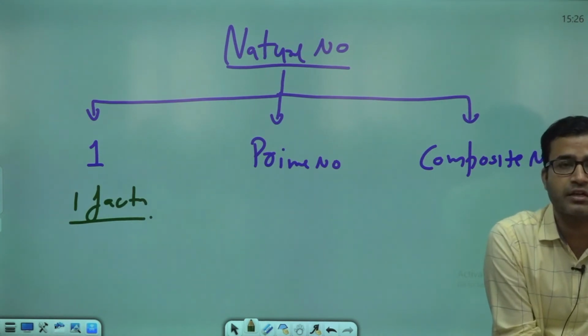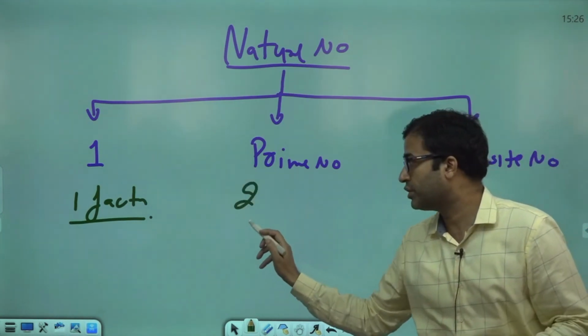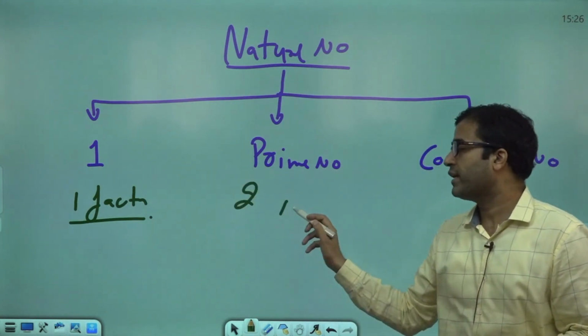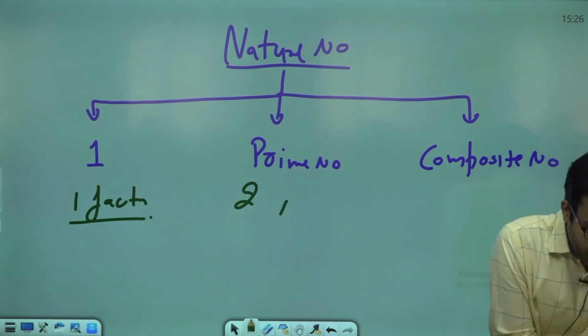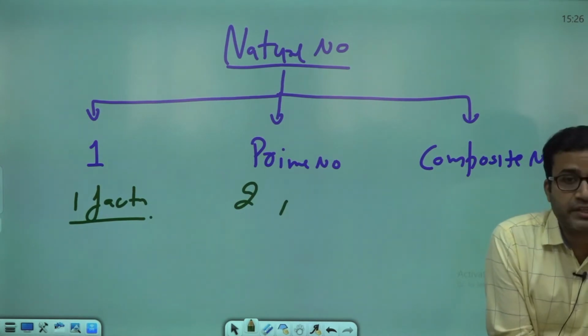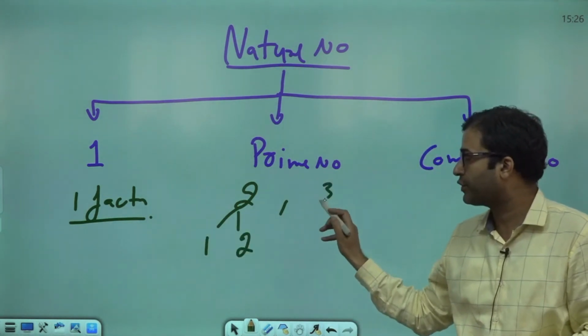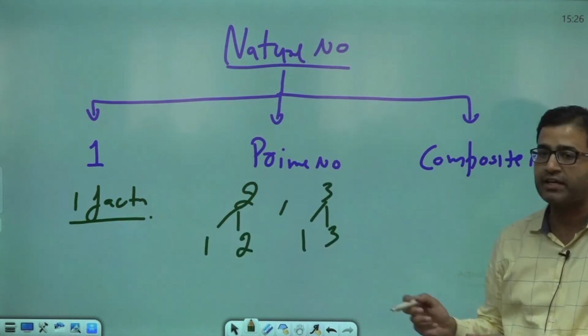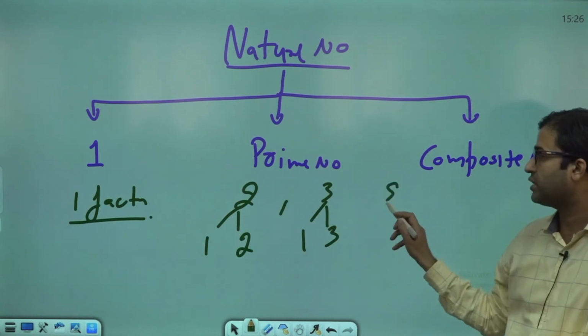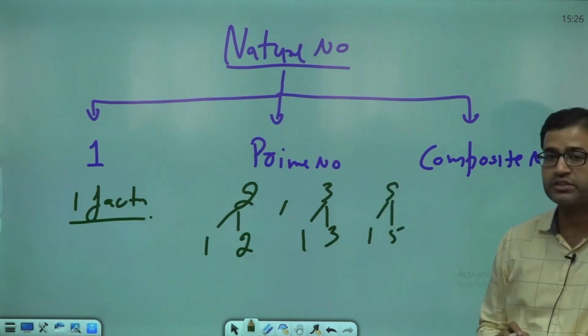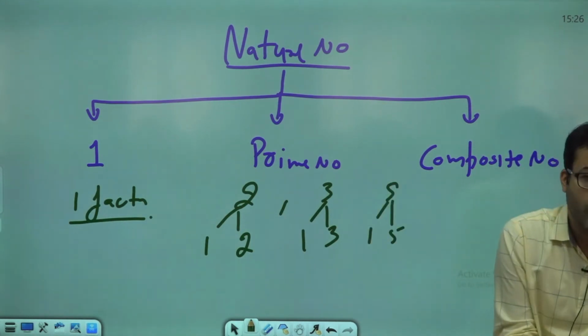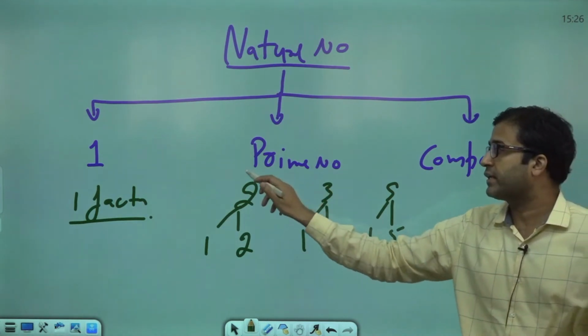Then I found there are numbers like 2, 3, 5, for example. I have checked 2. Factors of 2 are 1 and 2. Factors of 3, 1 and 3. For 5, it is divisible by 1 and itself. 7, 11. So then we made a separate category called prime numbers.